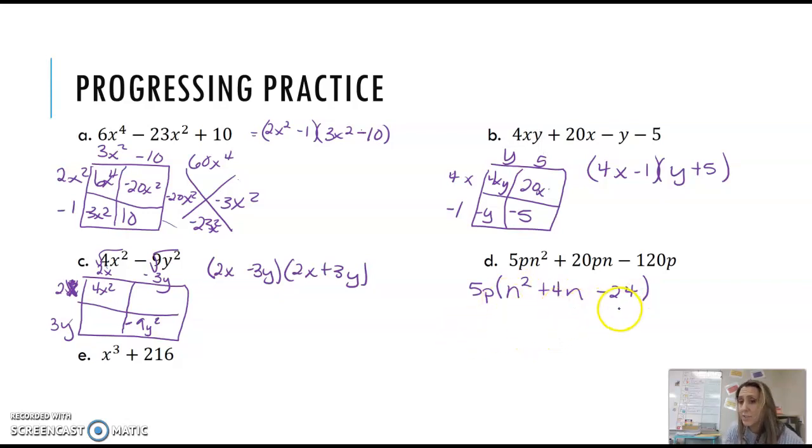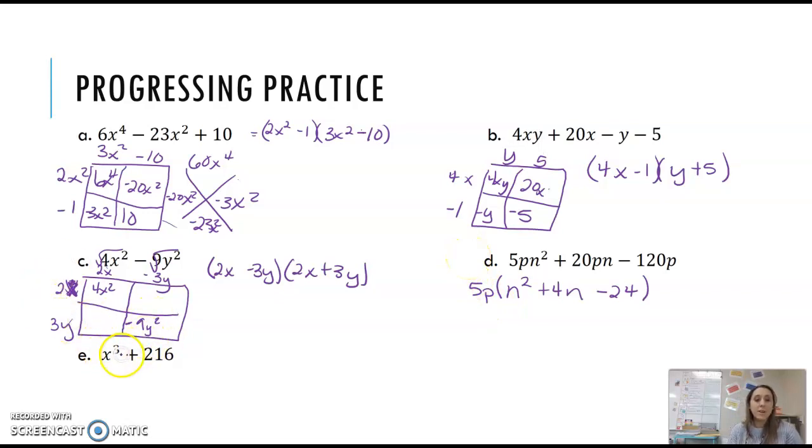Then the last thing I have to do, I know this is progressing, but I'm going to check just in case. Are there any factors of negative 24 that add up to 4? So we've got 3 and 8, that doesn't work. We've got 6 and 4, that doesn't work. 2 and 12, that doesn't work. So it looks like we do not have one. This does not factor any further, and we've successfully found a GCF.